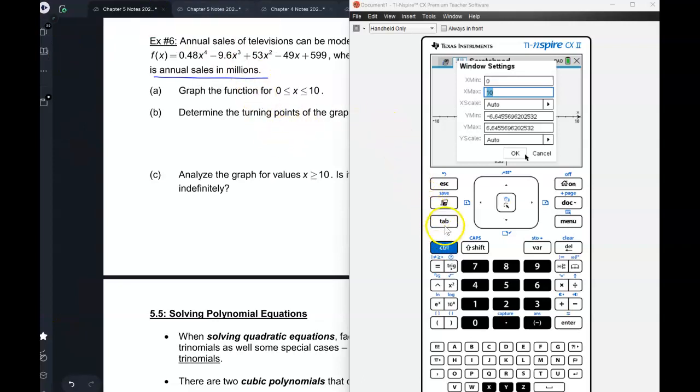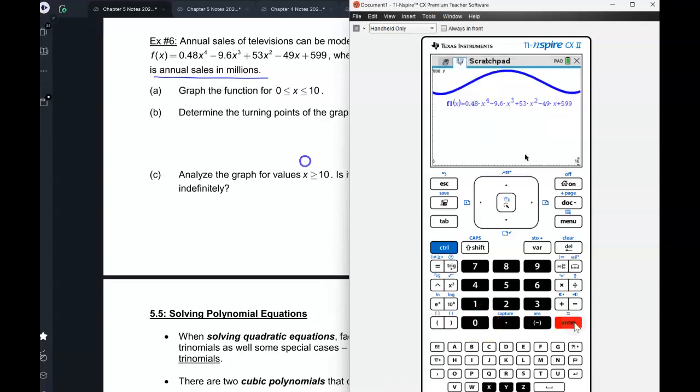So we're going to go tab, tab, tab to 0. So it goes from 0 sales to, okay, take a look at this function. You see how that constant is positive 599? That means your graph is hundreds up from 0. So why don't I just eyeball and go to 800? Don't go so close. Give it a little bit of a space. I'm just throwing out a number because I don't want to make it too close to 600. Enter.